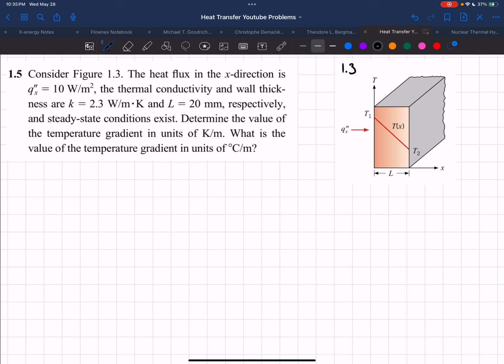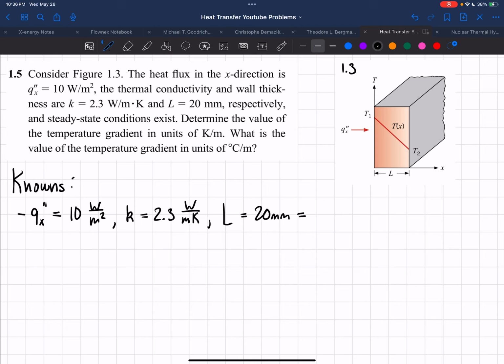Determine the value of the temperature gradient in units of Kelvin per meter. What is the value of the temperature gradient in units of degrees Celsius per meter? So we're going to start, as always, with our knowns. And we know that heat flux in the x direction, q double prime sub x, is 10 watts per square meter. We know that the thermal conductivity is 2.3 watts per meter Kelvin, and the length is 20 millimeters, which I'm also going to rewrite as 20 times 10 to the minus 3 meters, just to put that in SI units for us.